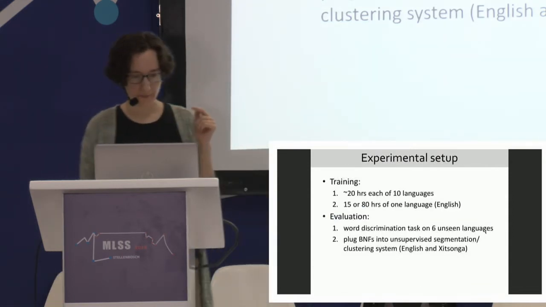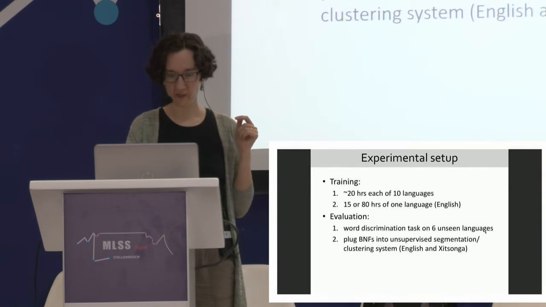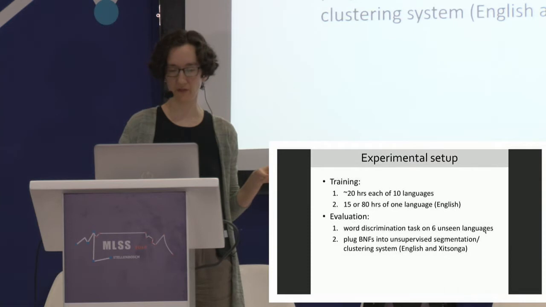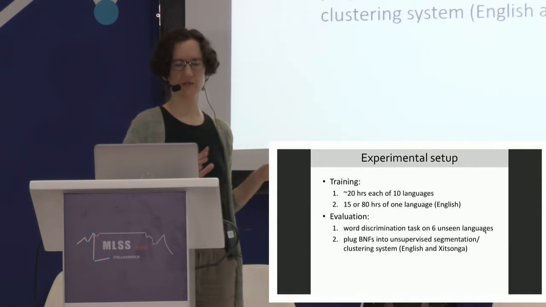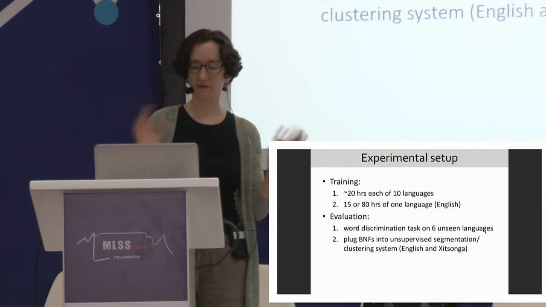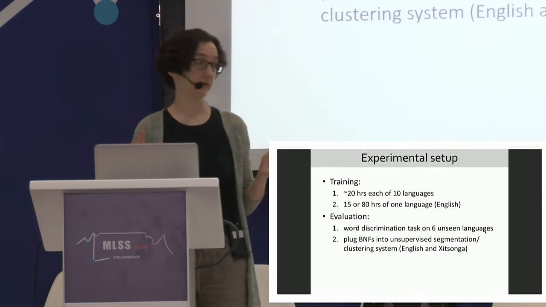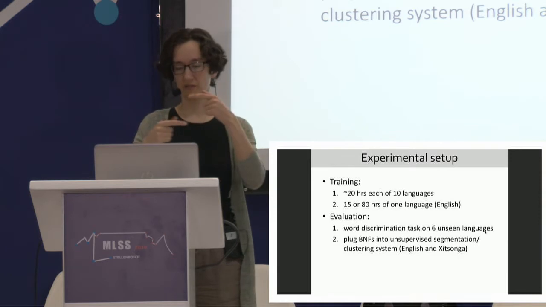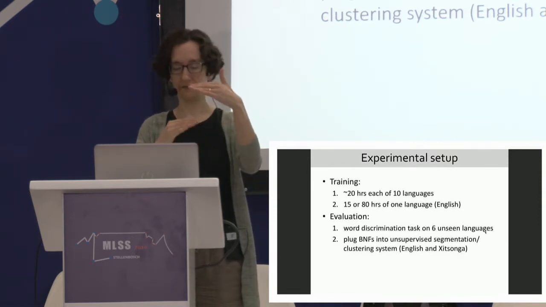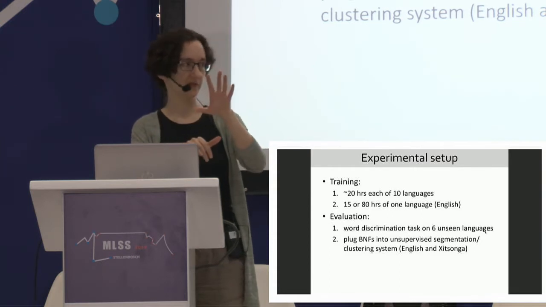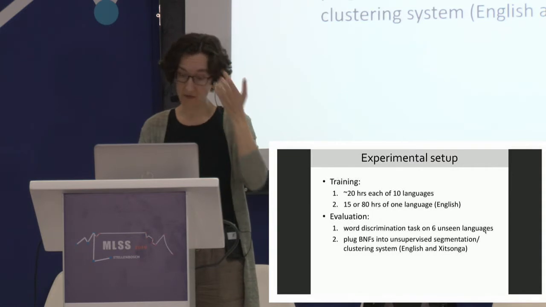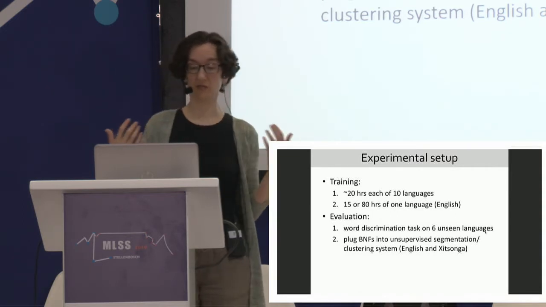Okay, so the experimental setup here is our training is going to consist of about 20 hours each of 10 different languages, and either 15 or 80 hours of a single language, which in this case is English. Because remember, I wanted to test this hypothesis about whether having a single language versus multiple different languages in the same amount of data actually makes a difference. And then to evaluate, we're going to do a word discrimination task.